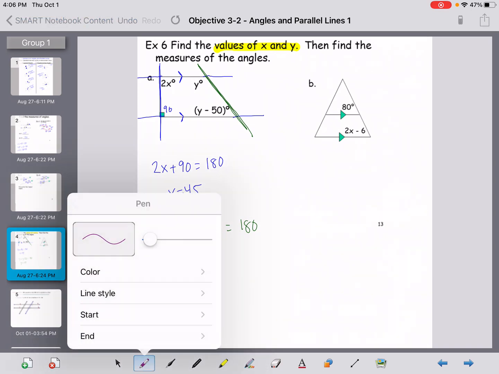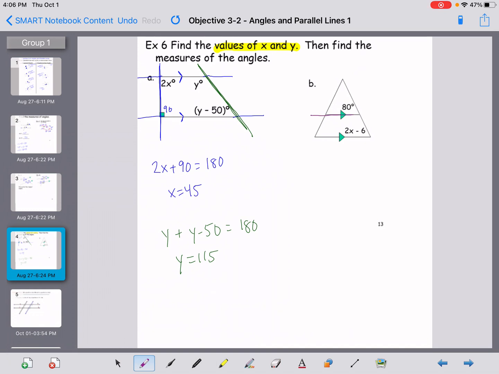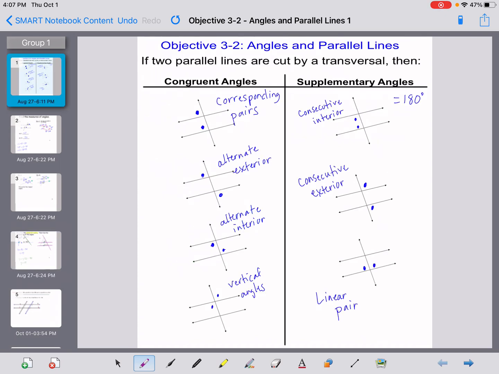Let's switch to purple. So here's my parallel lines. I'm just extending the figure out some, and then I'm extending that transversal out some. So this time, my two angles in question are what kind of angles? Well, I've got one on the outside of the parallel line and one on the inside. Those are corresponding. Corresponding angles, if you go back to our page number 1, corresponding pairs are congruent.